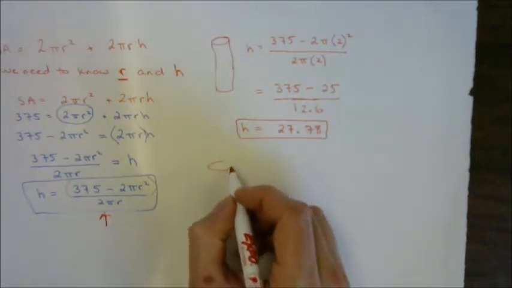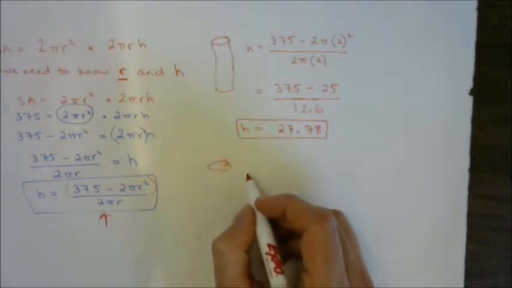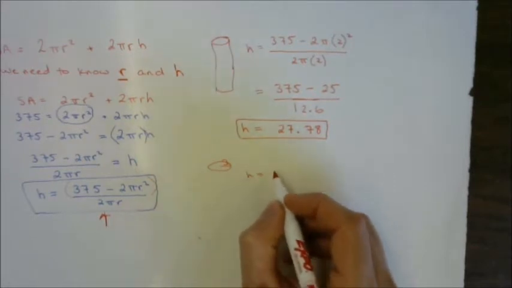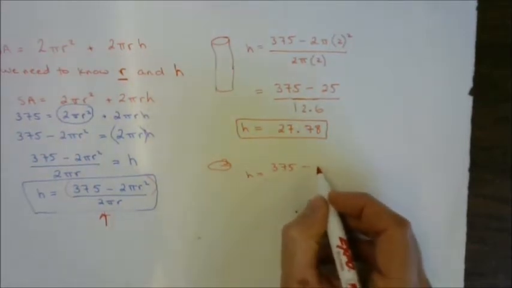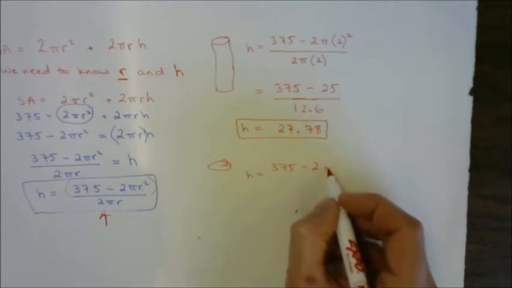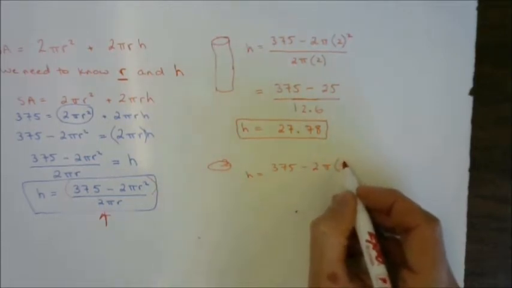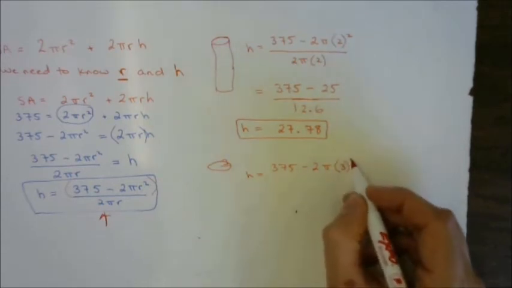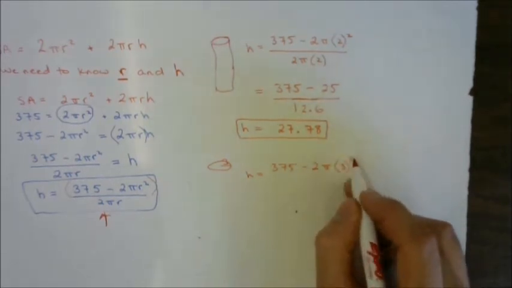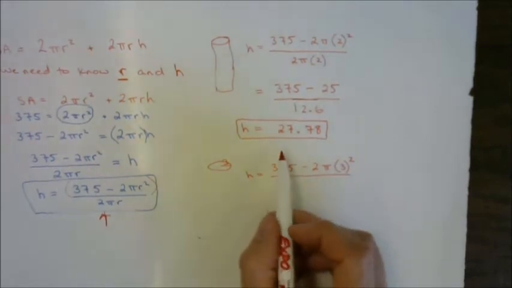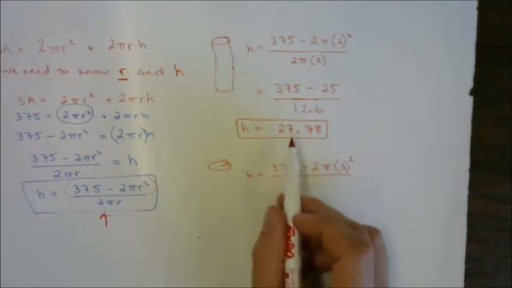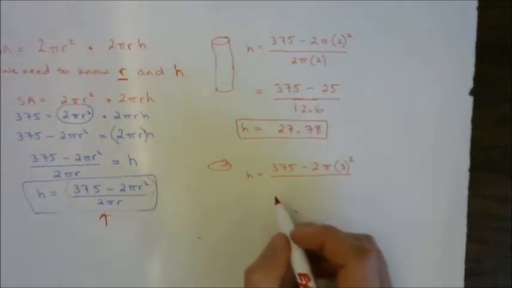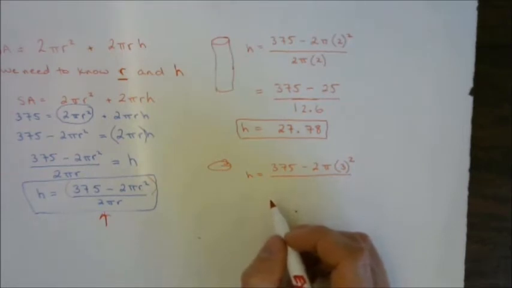This time we have a 3 centimeter radius. H equals 375 minus 2 pi r squared over 2 pi r, but this time the radius is going to be 3. And the height, what's the height for the other one? 27.8. What's the volume? We didn't calculate the volume. We're doing all the heights.